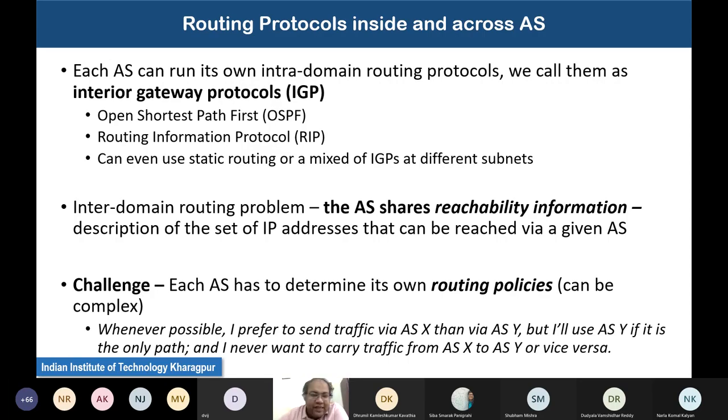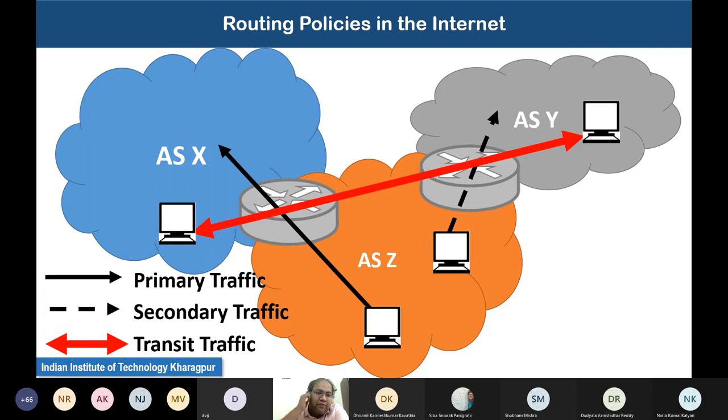Let us see the three classes of traffic that we might have. I have three different autonomous systems here: ASX, ASY, and ASZ. Here you see that ASZ is a multi-homed AS. It has connection with ASX and ASY, where ASX and ASY are stub ASes. That means ASX is just connected with ASZ and not forwarding traffic to any other autonomous system. Similarly, ASY is a stub AS. It is getting the traffic from ASZ and not forwarding to any other AS.